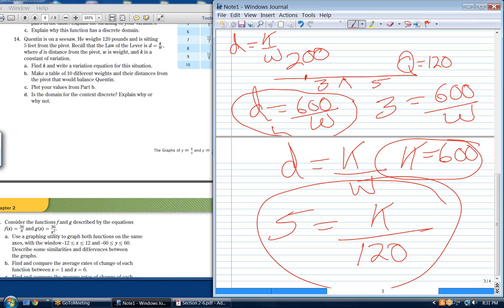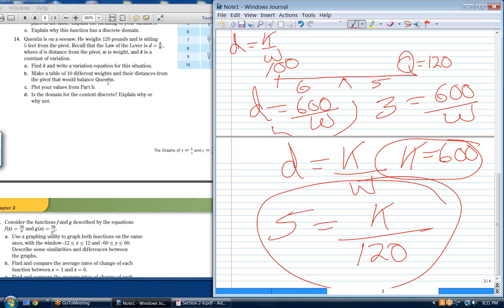Now notice what's going on here. If we take the distance from the pivot times the weight, it's always 600. That's K. In other words, if I was 6 feet away, what would the weight have to be? 6 times W equals 600. So it'd be 100.